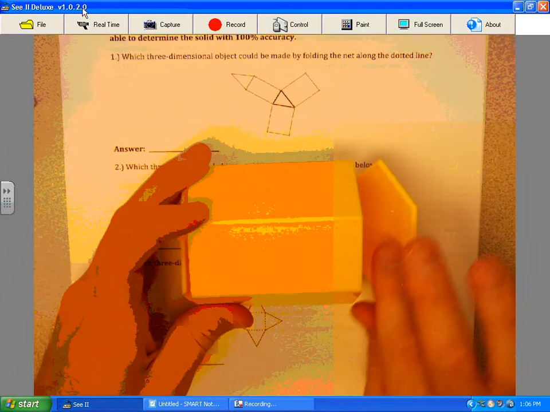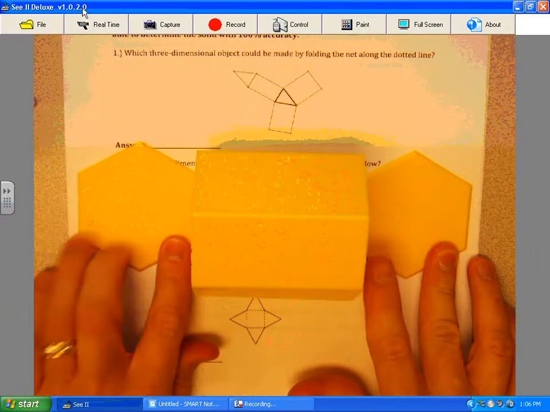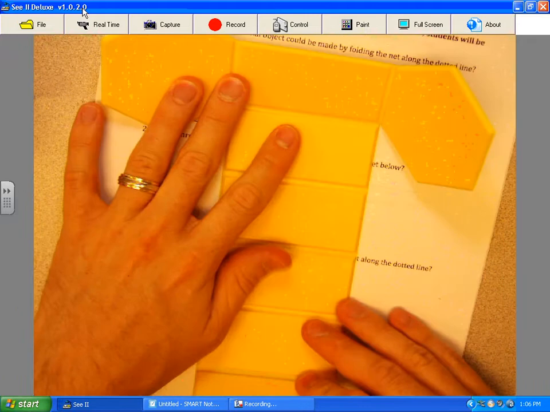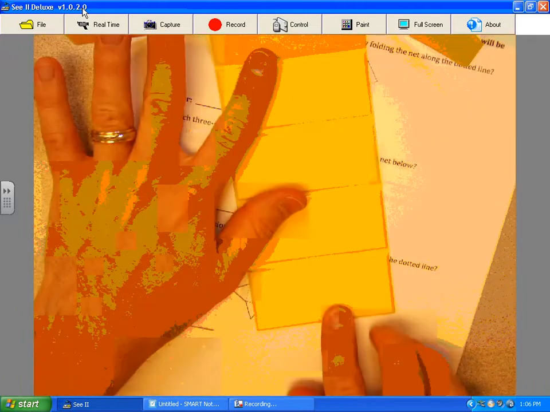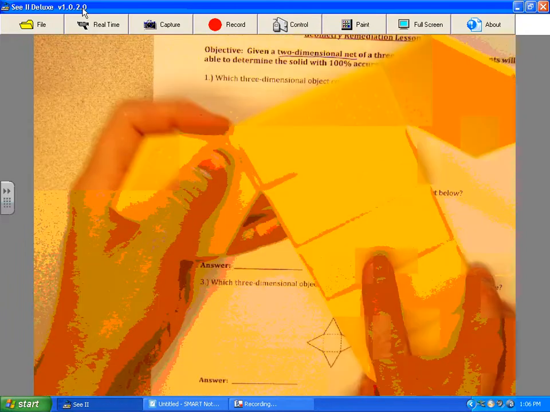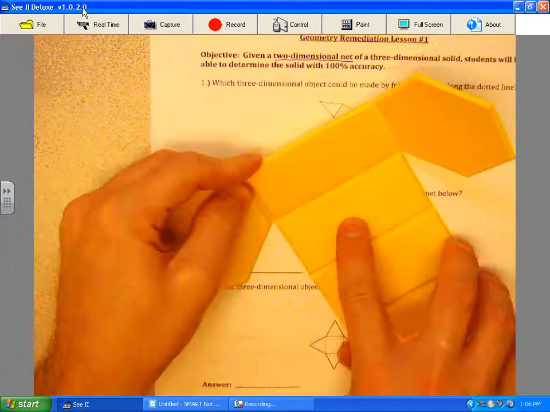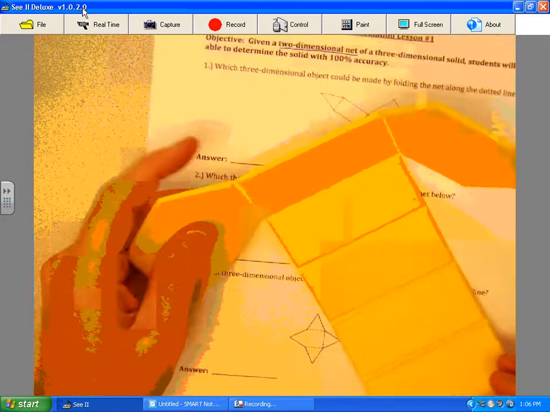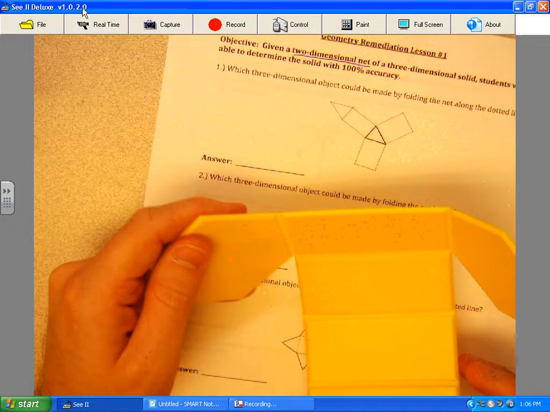you can see here that we have 2 hexagons, and then we're going to have a number of rectangles. We're going to have 1, 2, 3, 4, 5, 6 rectangles. So a hexagonal prism is made up of 2 hexagons and 6 rectangles.